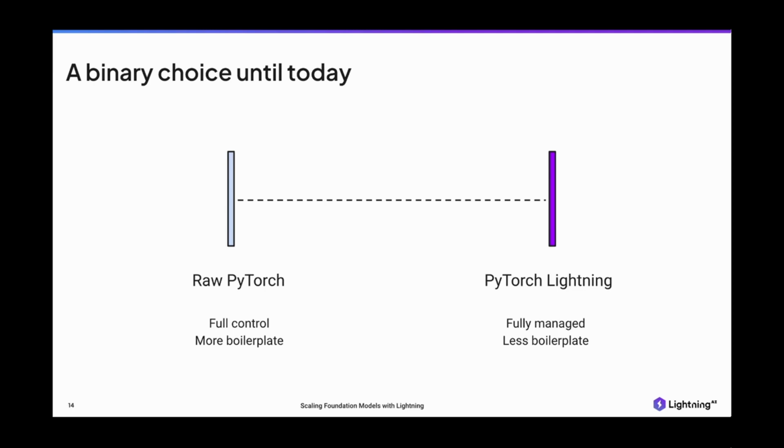And so adopting PyTorch Lightning or raw PyTorch was a binary choice until, well, not today, but 15 days ago. Because with raw PyTorch, you had full control, but you had to write a bit more boilerplate because everything is up to you. Also, configuration of distributed stuff is up to you. There are many subtle things that you need to get right there. But if you do, you have full control.